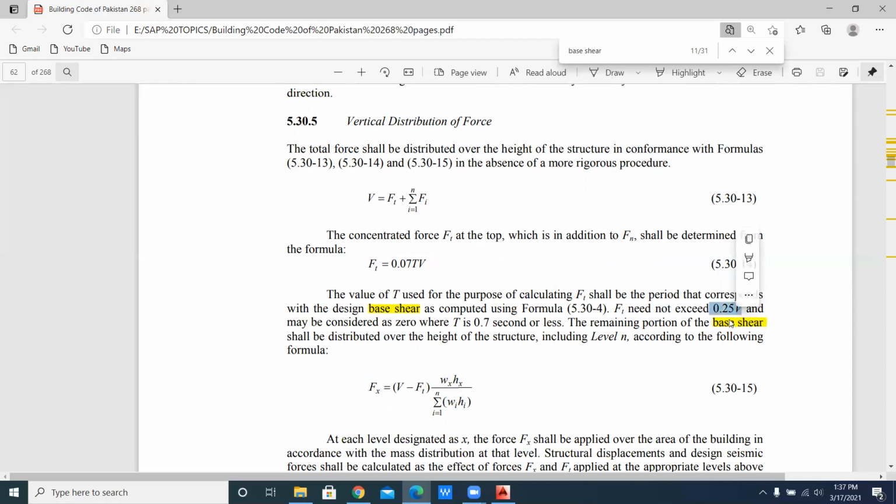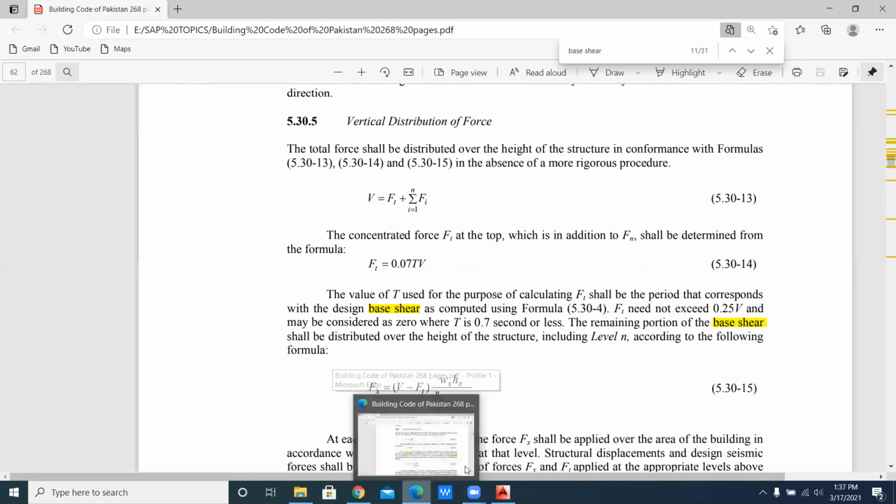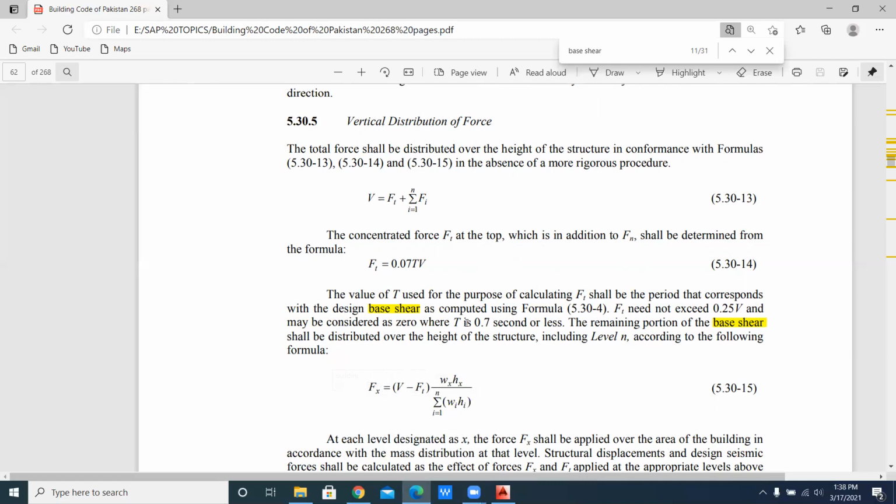Except 0.25 V. What is your V? This is your base shear value, but you have to consider Ft as 0 where T is 0.7 second or less. If your time period is 0.7 second or less, then you have to consider it as 0. For large values it is normally considered for high-rise buildings. As our building is normally up to 4 stories, it is considered as 0.